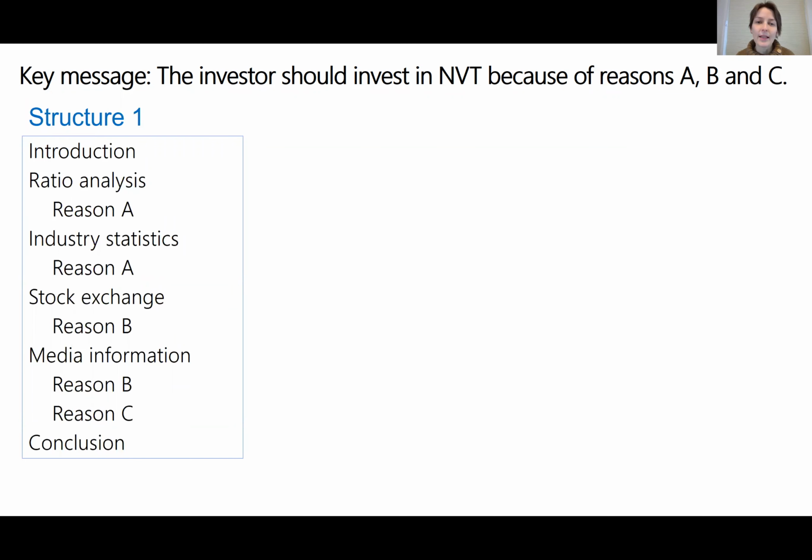Say, for instance, that they do ratio analysis, industry statistics analysis, stock exchange, and media information analysis in 4 separate sections. And in each of those sections, they might identify 1 or 2 of the 3 reasons that their whole report is using. So this can work quite nicely because it can break up the different type of analysis. If the analysis is really distinct, like ratio analysis is very, very different to media information, for example, that can work very, very nice and clearly in your report.